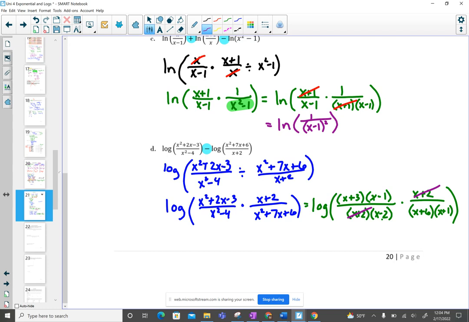So really, this is just log of x plus 3 times x minus 1 all over x minus 2, x plus 6, x plus 1. Still kind of a hot mess express, but there you go. It's a little more simplified.